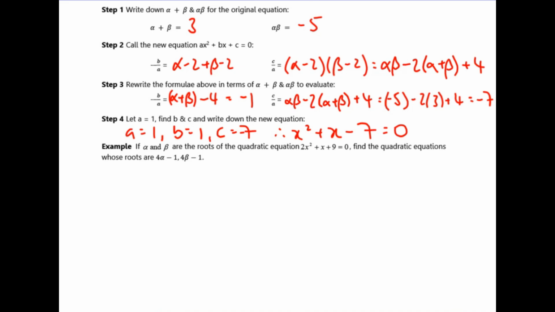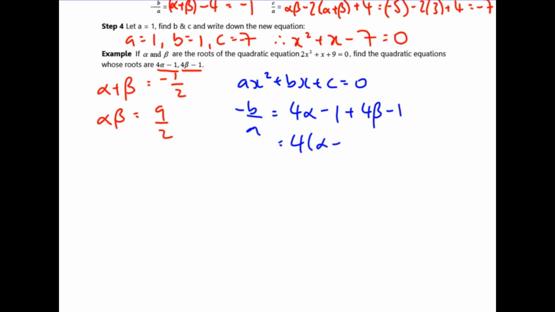We'll find it without the scaffolding now. So we've got a quadratic here. We're finding a new quadratic with roots 4 alpha minus 1 and 4 beta minus 1. So first off, I'm going to write down alpha plus beta and alpha beta from the original equation. So alpha plus beta is minus b over a. Don't write minus b over a, but we end up with minus a half for this one. We've got minus 1 over 2. Alpha beta is c over a. Well, c is 9 and a is 2, so you get 9 over 2 for this one.